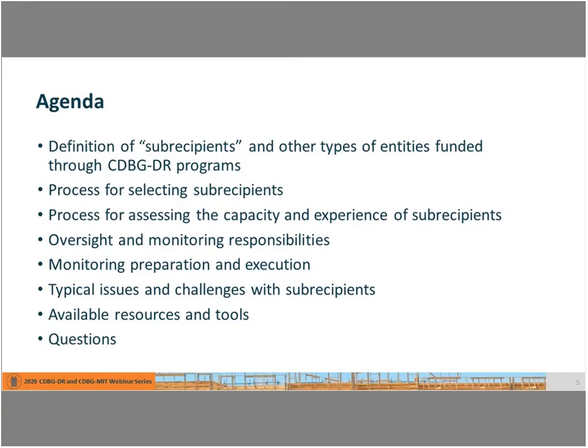Today's webinar is all about subrecipients. Our speakers will cover in-depth information on who qualifies as a subrecipient, how to select subrecipients based on a variety of different factors such as experience, expertise, and capacity. We will also cover effective overall subrecipient management, which includes broader items like your general oversight and monitoring responsibilities as a grantee and a subrecipient, and some common challenges and solutions. We will save time at the end for questions, and we've also included everyone's contact information at the end of the slides so that you can follow up as necessary.